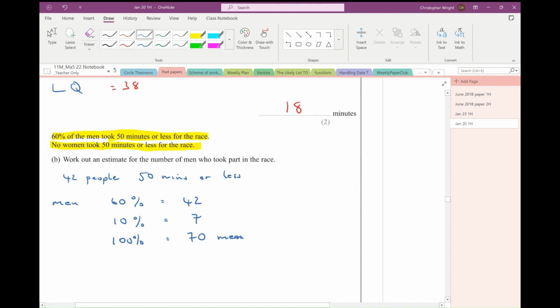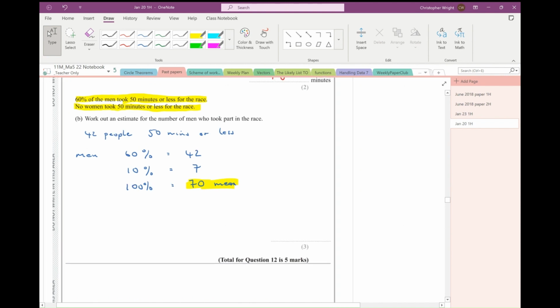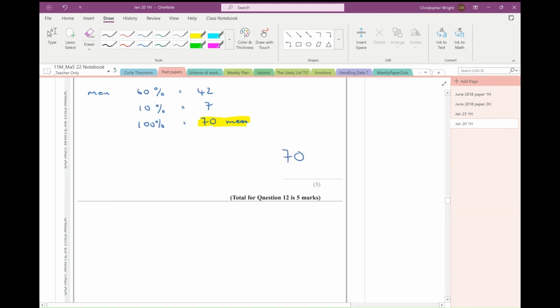Work out an estimate for the number of men who took part in the race. There you are, I've done it, haven't I? The answer is 70 men took part in the race, because I know that 42 of the men make up 60% of the men. So the answer is 70 men.